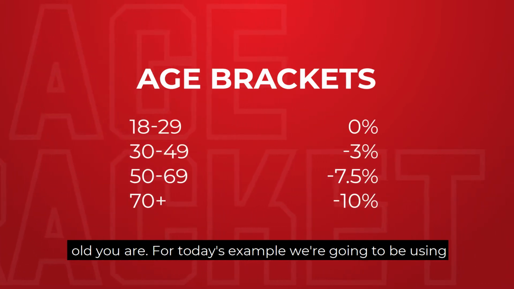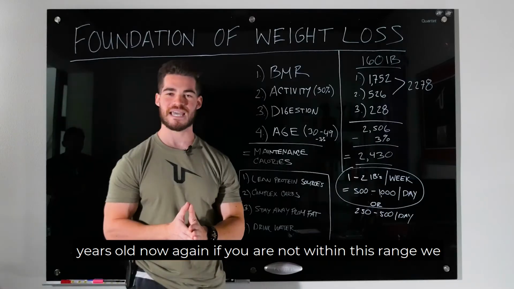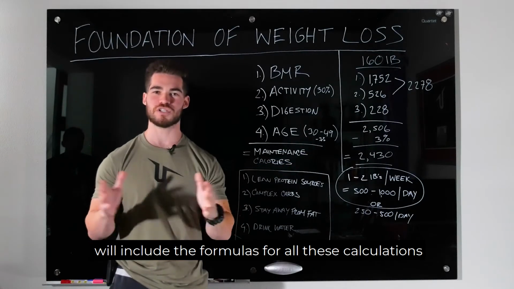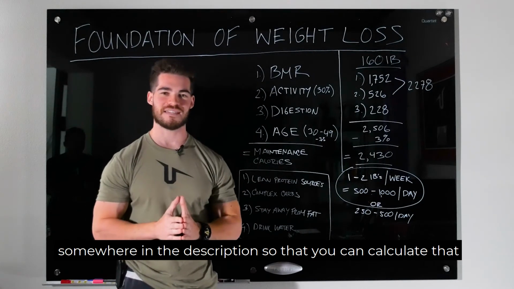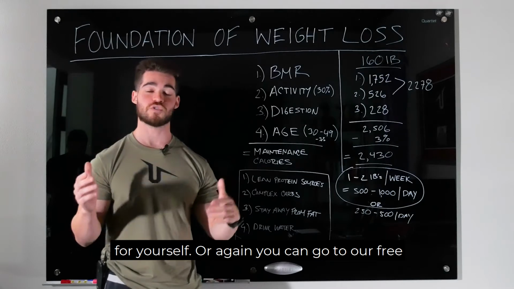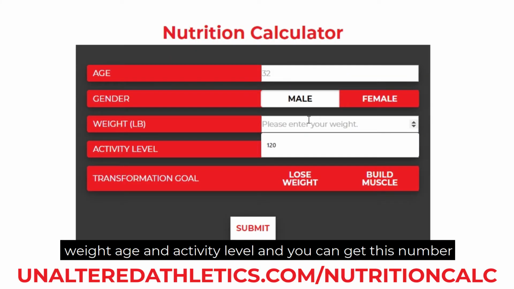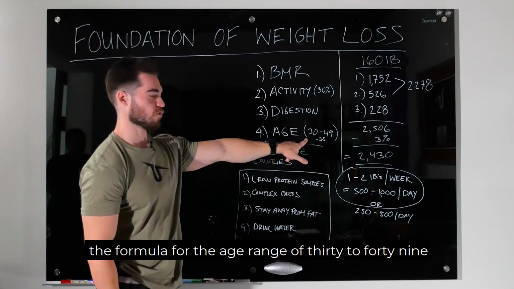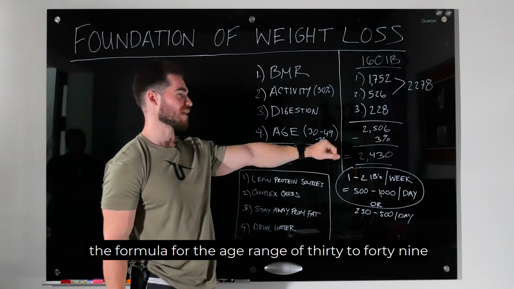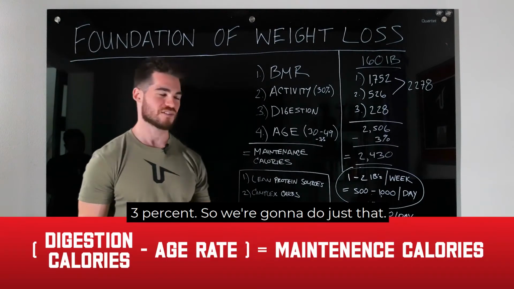For today's example, we are going to be using the age bracket of 30 to 49 years old. Now again, if you are not within this range, we will include the formulas for all these calculations somewhere in the description so that you can calculate that for yourself. Or again, you can go to our free resource nutrition calculator and you can just input your weight, age, and activity level, and you can get this number as well. But again, for today's example, we're going to do the formula for the age range of 30 to 49 years old, which says that we need to now deduct 3%. So we're going to do just that.